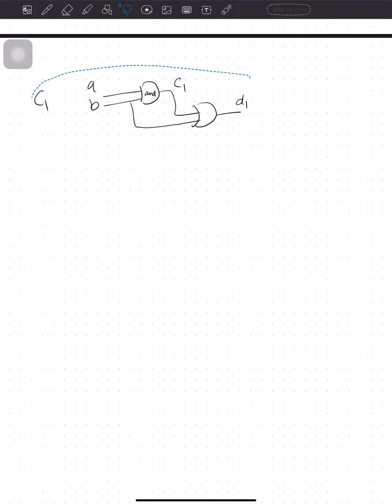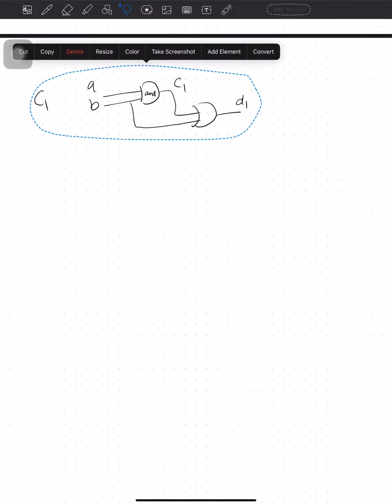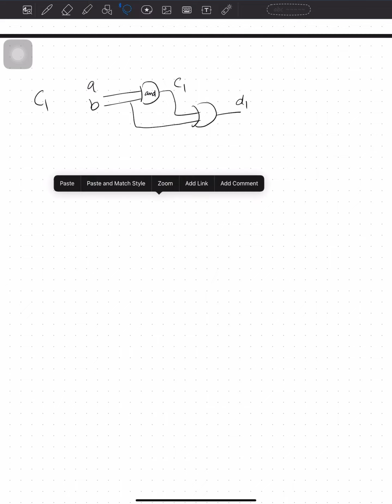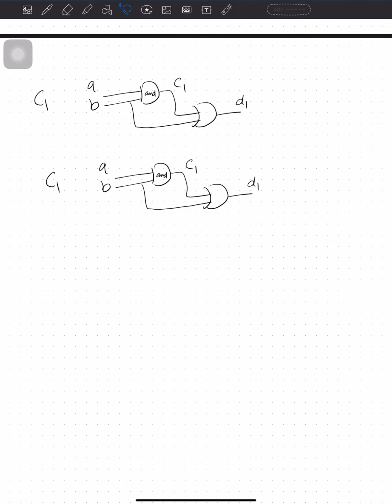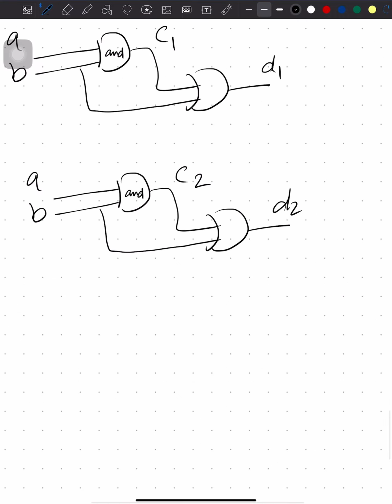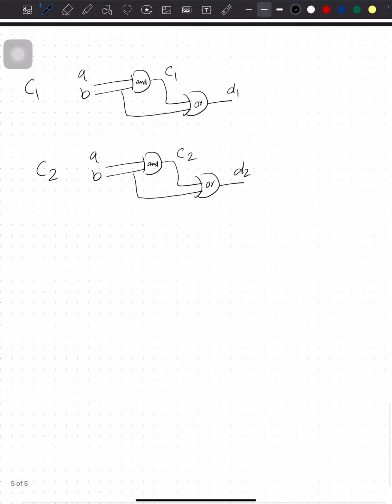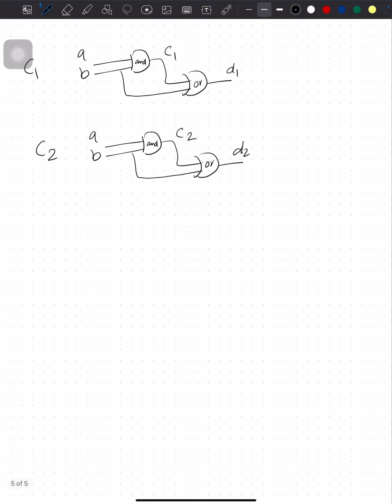Circuit 2, it can be the same, it can be different. I'm gonna assume it's the same for now. So this would basically be C2, D2. Now, this is OR. Sometimes we ask you to change one gate and then redo the analysis. So you're basically gonna change this AND or this OR and then check again, okay?